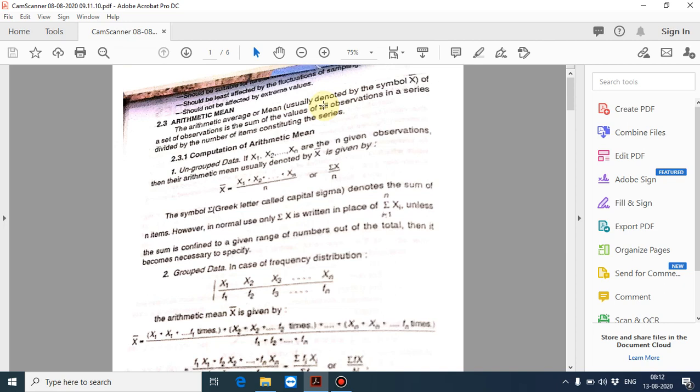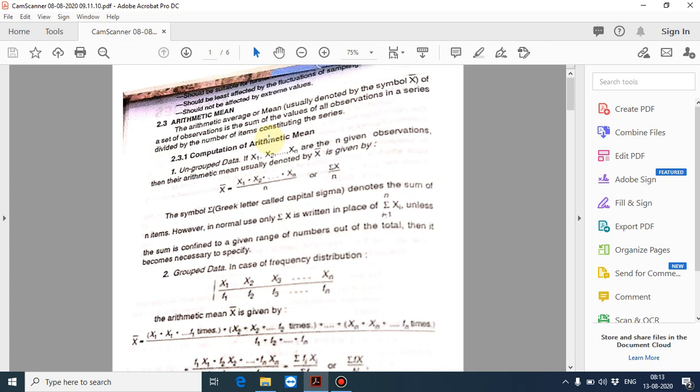It's a set of observations, the sum of the values. If the values are there, we add them and divide by the number of items, which we set as n. So you see, the mean is the sum of values of all observations in a series divided by the number of items constituting the series. There are some formulas related to this.